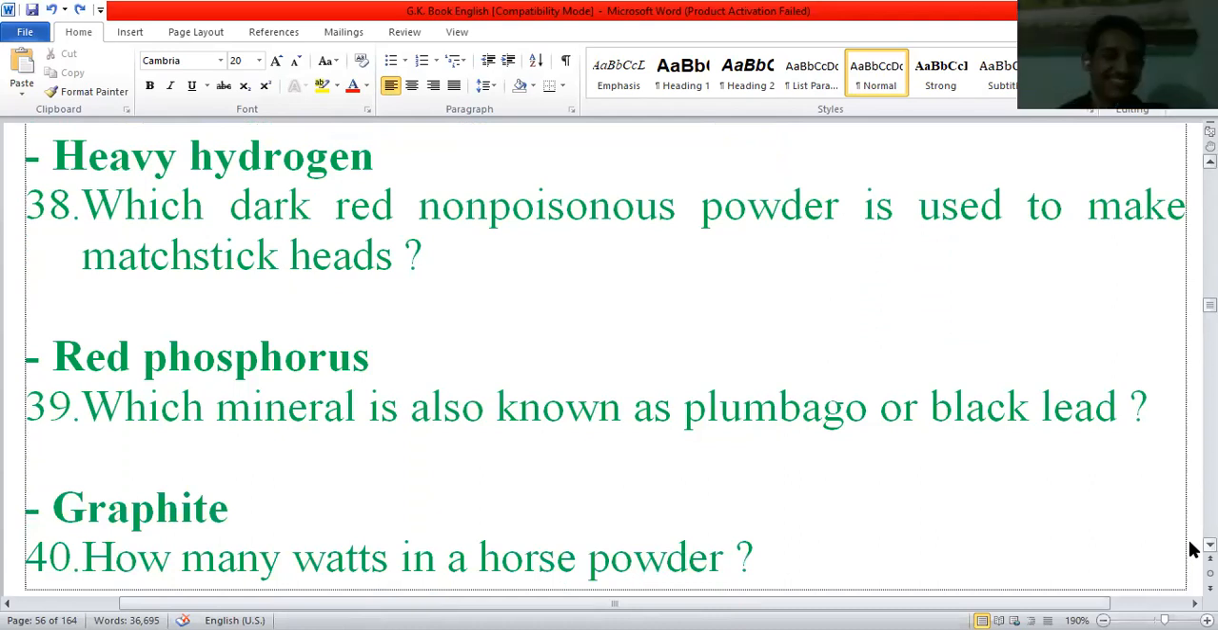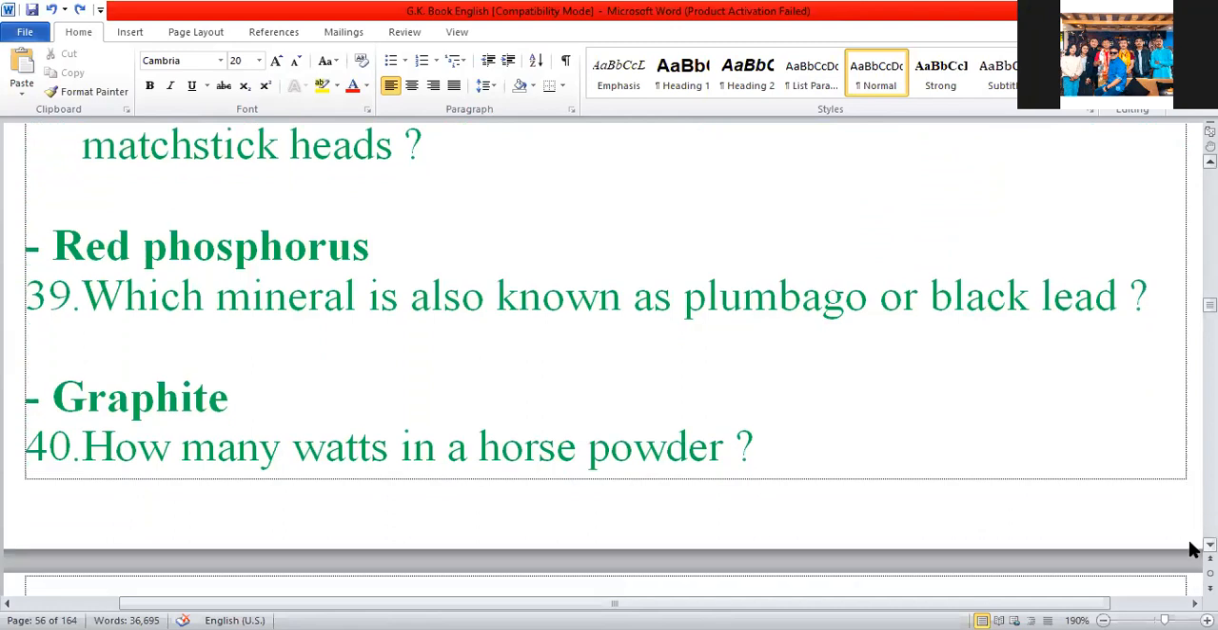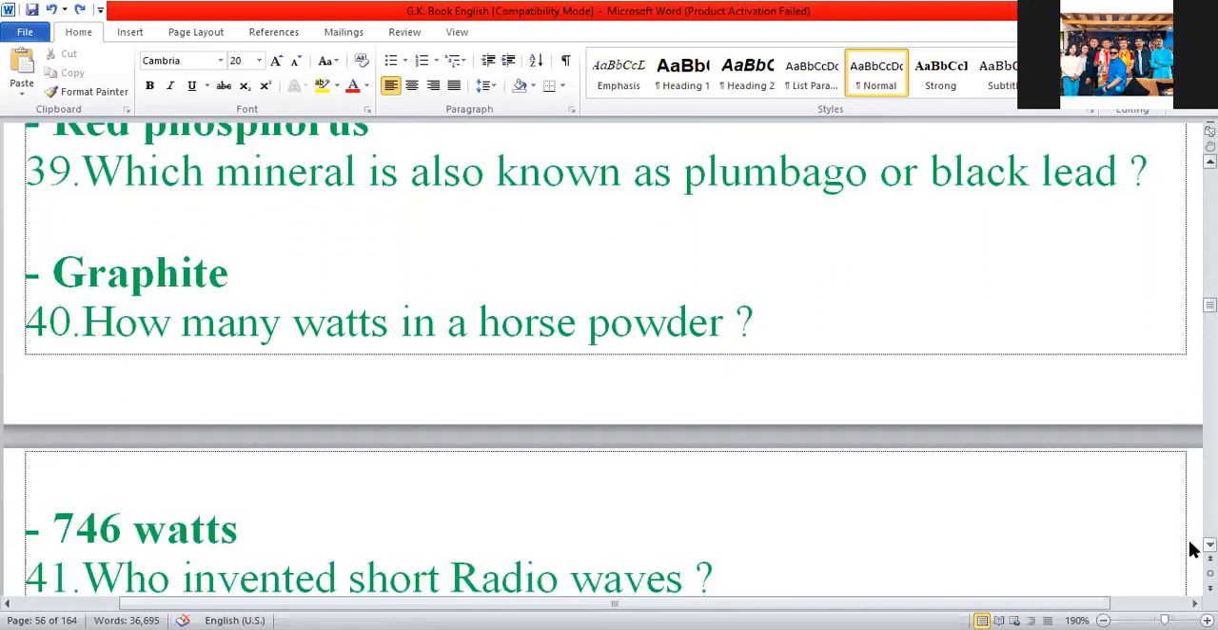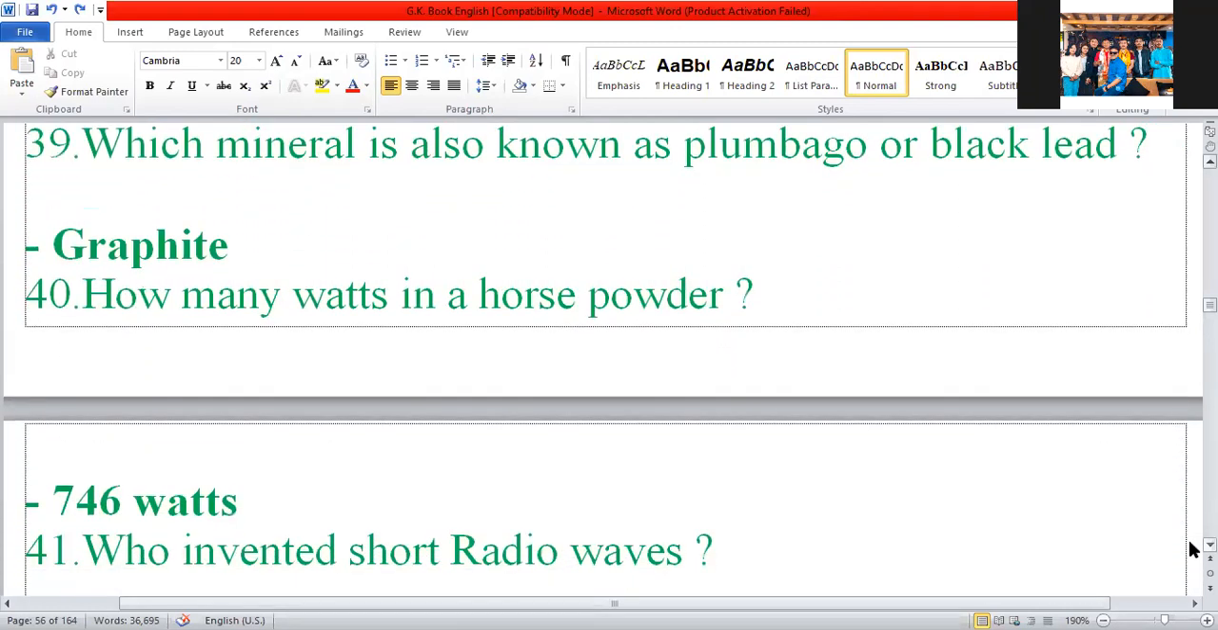Well, the right answer is already given, it is graphite. Question number 40 raheko cha: how many watts in a horse power? 735.50, and there are 746 watts in a horse power.